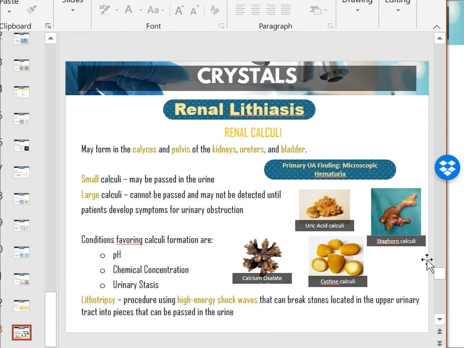During my internship days at Perpetual Succor Hospital, I saw a patient who had their urine examined, and it was a kidney stone.